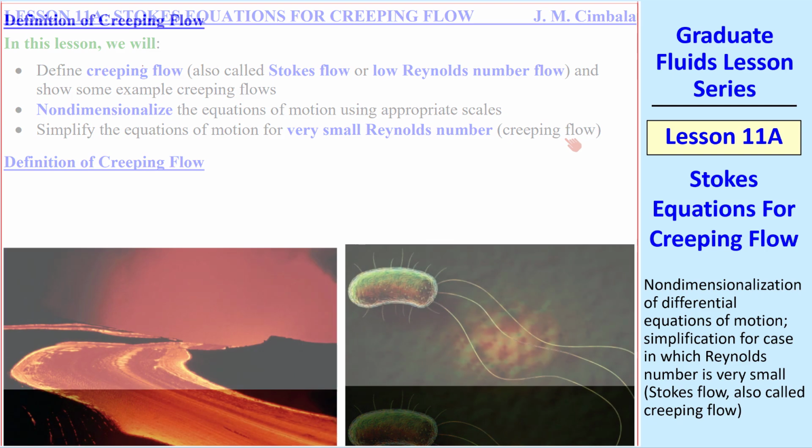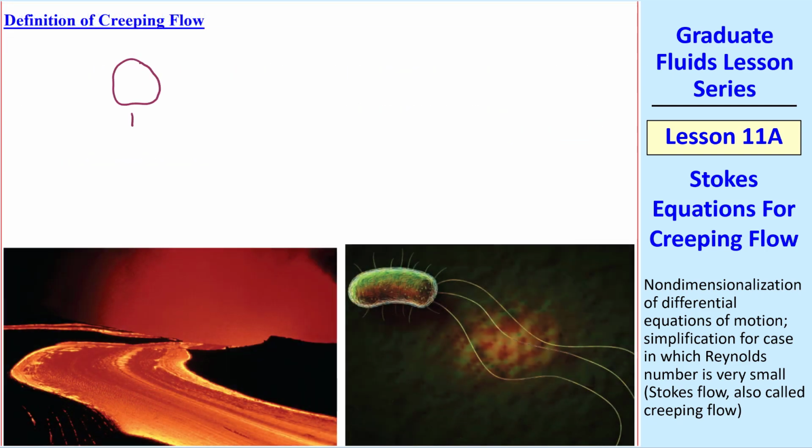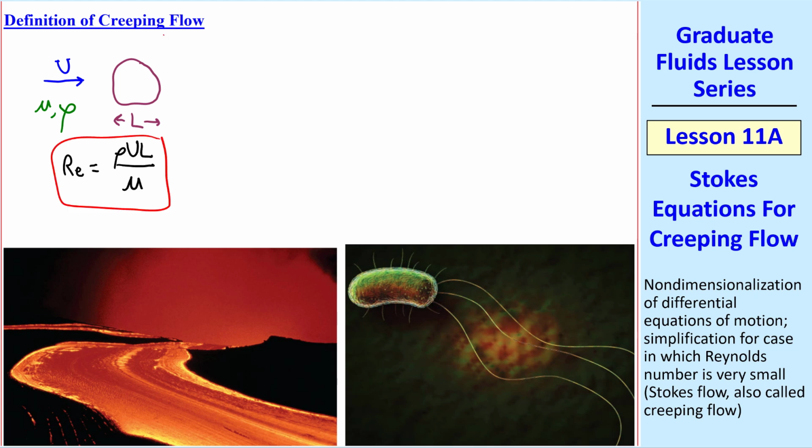creeping flow. First, let's define some length scale, call it L, and some velocity scale, which we'll call U, in a fluid with viscosity mu and density rho. From these we can create a Reynolds number, rho UL over mu, in the usual fashion. For creeping flow, Reynolds number is very small, typically less than about 0.1, although most flows with Reynolds number less than 1 have most of the characteristics of creeping flow.